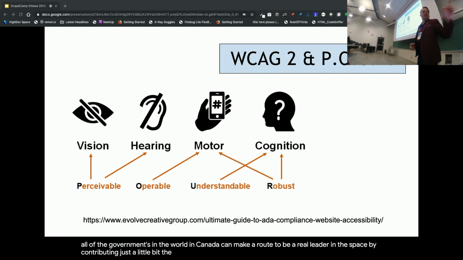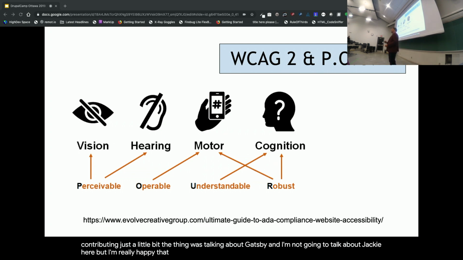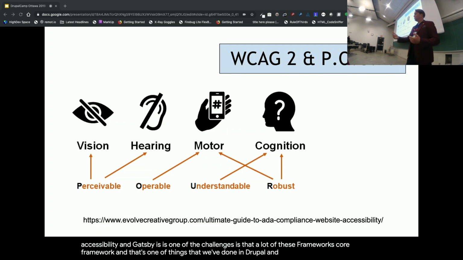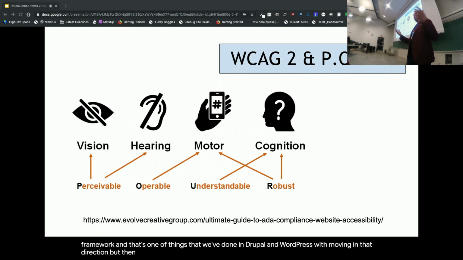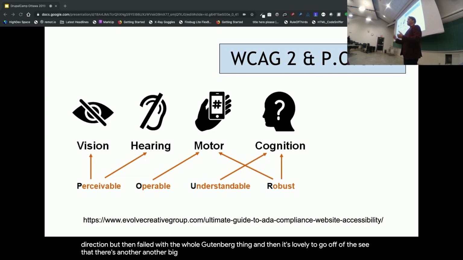The other thing was talking about Gatsby, and I'm not going to talk about Gatsby here, but I'm really happy that Gatsby is another framework that has made accessibility a priority. One of the challenges is that a lot of these frameworks don't prioritize accessibility, don't make it something they're building into their core framework. That's one of the things we've done in Drupal, and WordPress was moving in that direction, but then failed with the whole Gutenberg thing. And it's lovely to see that there's another big front-end framework that's trying to embrace accessibility and move that forward.